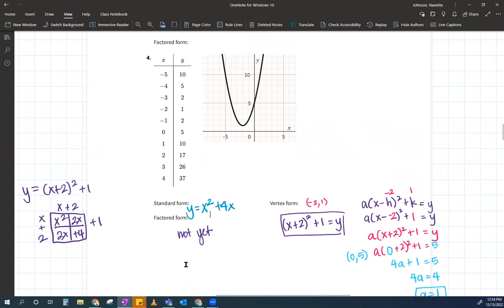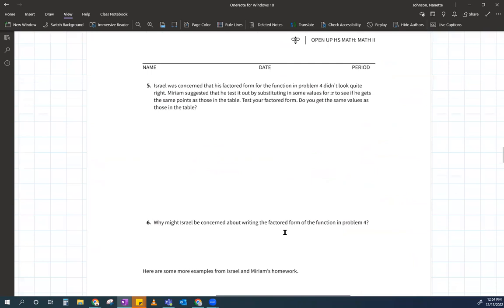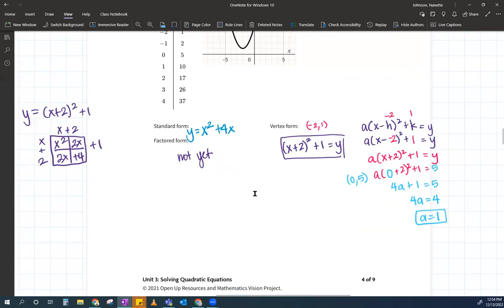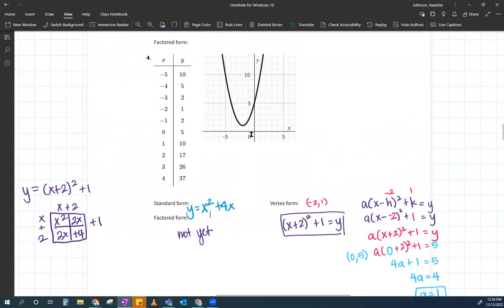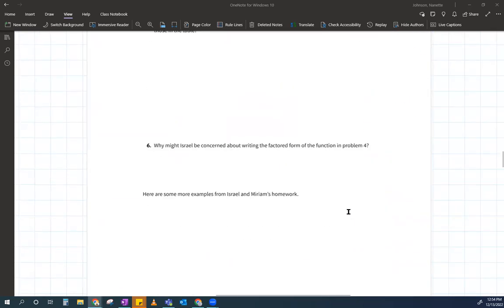I can't show you how to find factored form until I show you a couple more things. The reason why is, well, I'll show you in a little bit. So Israel was concerned that his factored form for the function in problem 4 didn't quite look right. Because I can't pull off my x-intercepts, I could also say, okay, well, when does this equal 0? So I'm going to pause on factored form for just a little bit, just so you guys can see where I'm headed with this. Okay, so here, we'll move on to the next one.